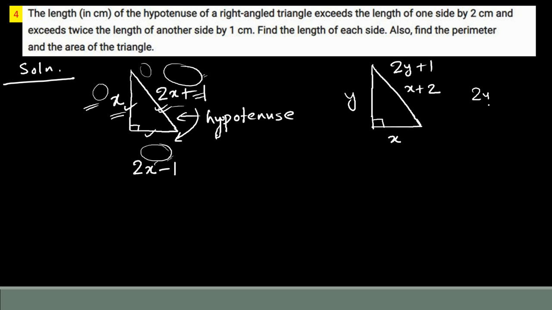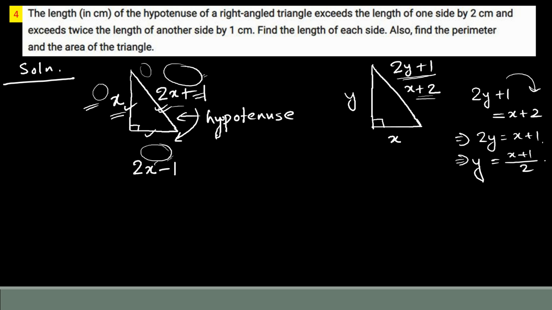Now we know 2y plus 1 is equal to x plus 2, because you can express this as 2y plus 1, or you express this as x plus 2. This is the hypotenuse, right? So both should be equal, right? So from here you can do 2y equals x plus 1 when you take 1 to the other side. From here you can write y equals x plus 1 divided by 2. Just write y in terms of x. Okay. In terms of x, y in terms of x basically.